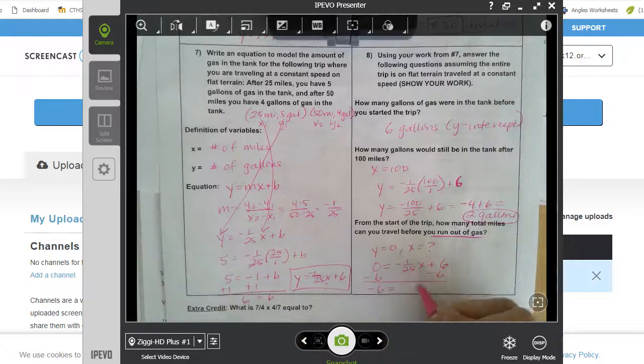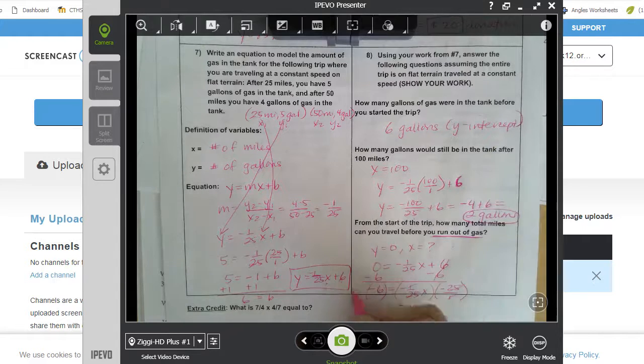-6 equals, that's gone, -1/25 x. I can multiply by the reciprocal to get rid of that there. So I have x equals -6 times -25 over 1. That's just -6 times -25. That's going to give me 150. Negative times a negative is positive. So I can travel 150 miles before I run out of gas.